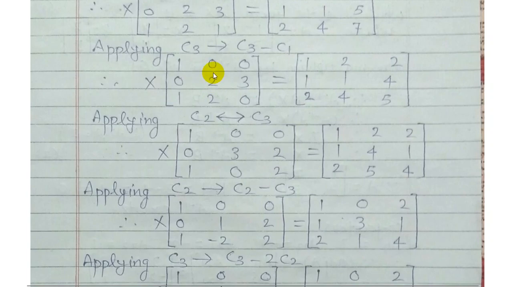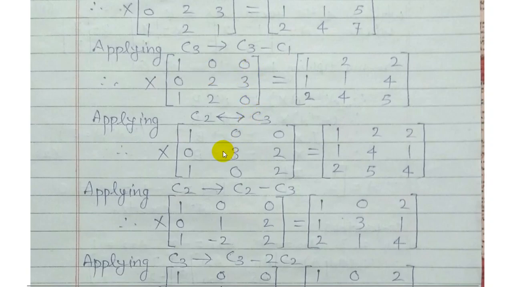Now we want 1 here. So one option is that we divide column 2 by 2. Another method is interchanging column 2 and 3. So applying C2 interchanging C3. Both are the methods. You can divide by 2 on both sides, this side and this side, or you can interchange column 2 and column 3. Meaning instead of column 2 we write column 3, and instead of column 3 we write column 2.